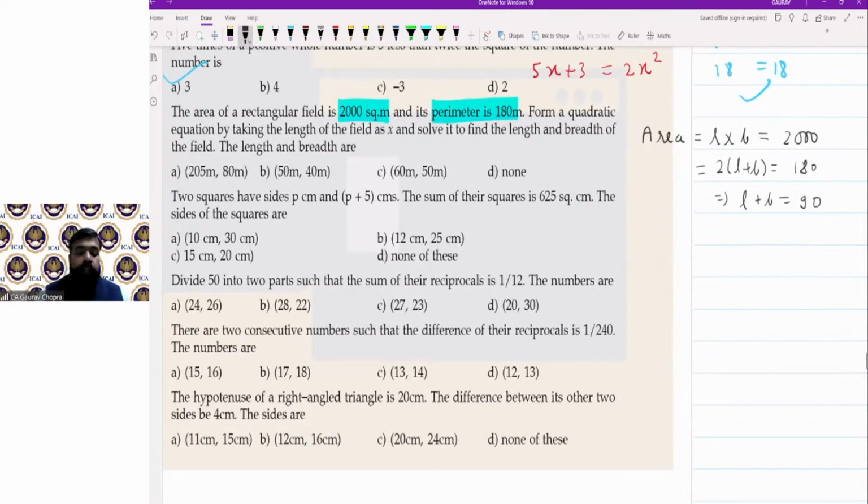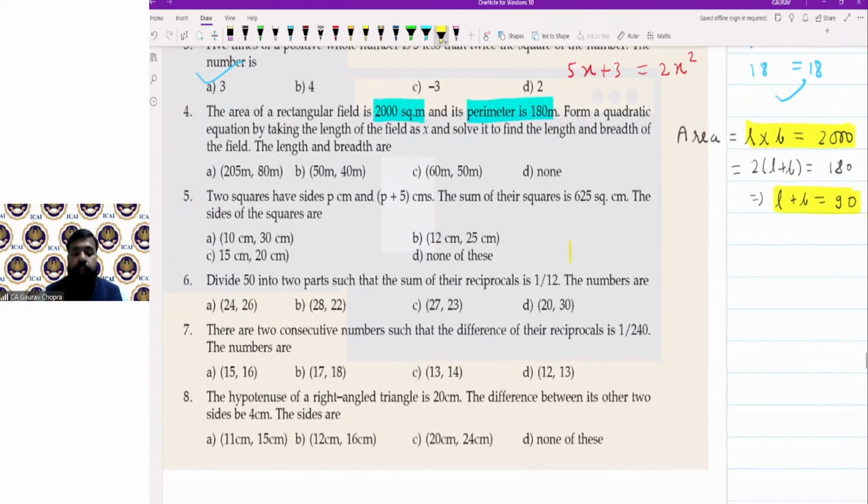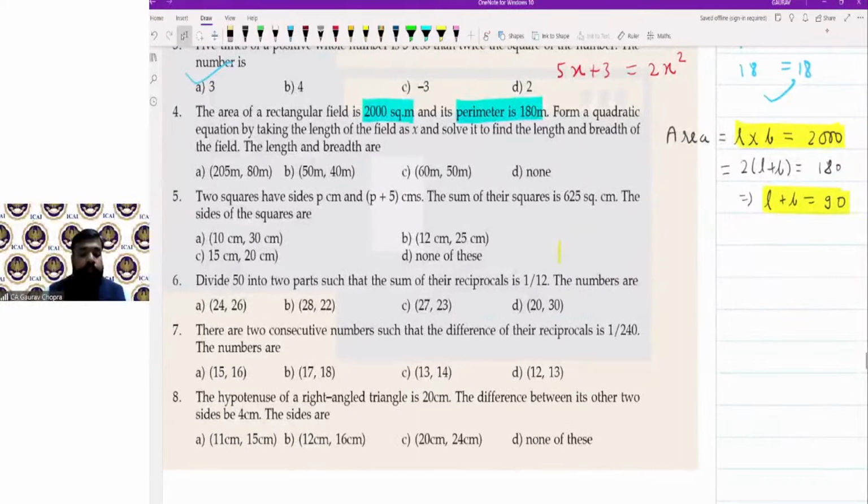So we have to check these two conditions. Their product should be 2000 and sum should be 90. So there is only one option which is satisfying this condition, and that is option number B. 50 multiplied by 40 is 2000 and 50 plus 40 is equal to 90.